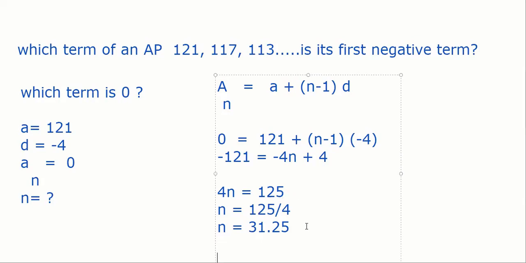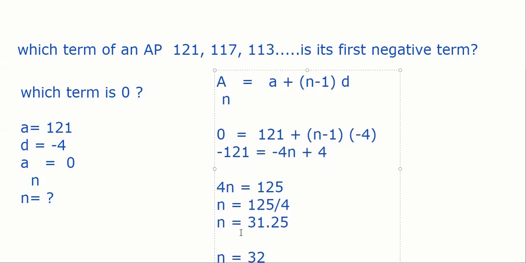Exactly. So it means till the 31st term it cannot be 0. After the 31st term, it will become 0 or beyond. 31 point something. So till the 31st term it is all positive, and then the next term, the 32nd term, will be negative. So the 32nd term will be negative. You have to write that. The ideal way of solving this is to write that N is greater than this value. Got it?